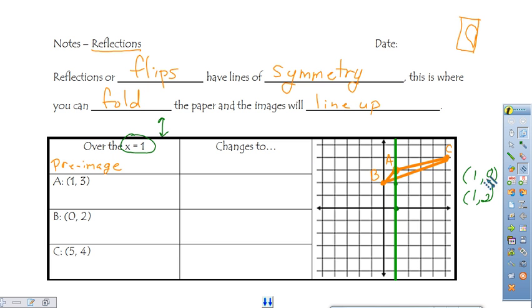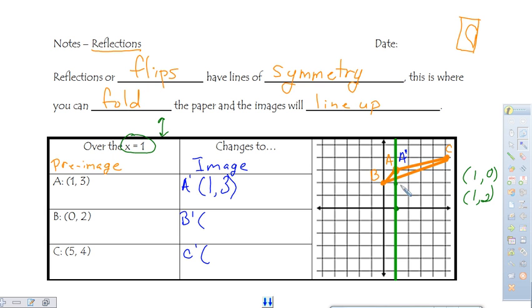Okay, so let's actually do that then. So that was our pre-image, that was this. We need to see what it changes to. So remember, when you change it, it becomes the image. And we put our little apostrophes with the points, okay, with those coordinates. So what's really nice, A is on this line. So if I folded this piece of paper, it would still land on this line. So it's actually the exact same point. So I need to also label this point A prime. That's what that little apostrophe means.